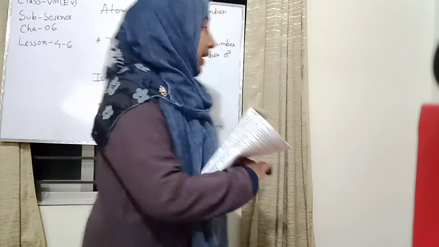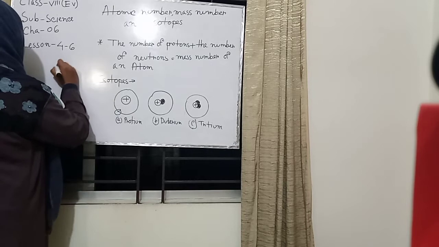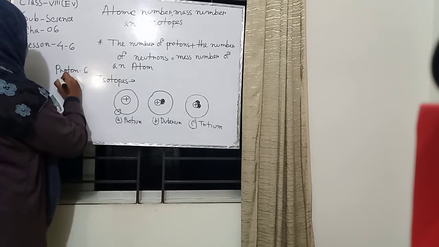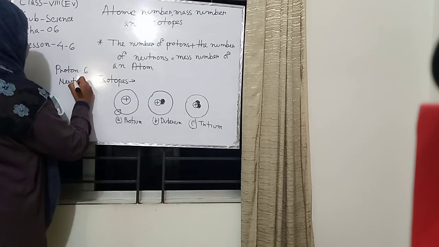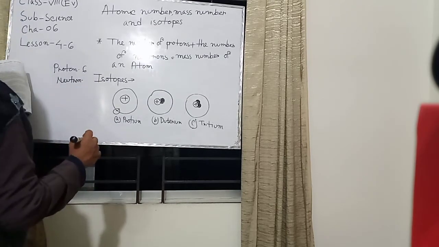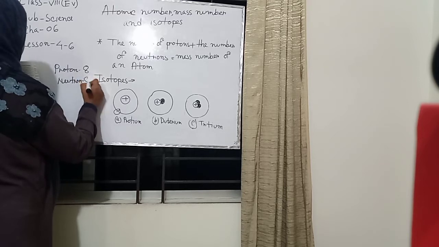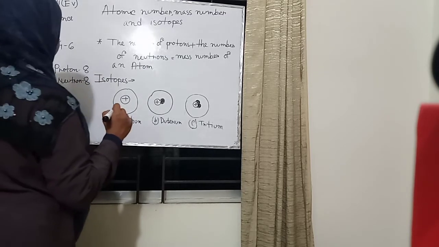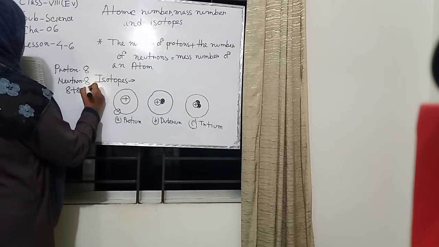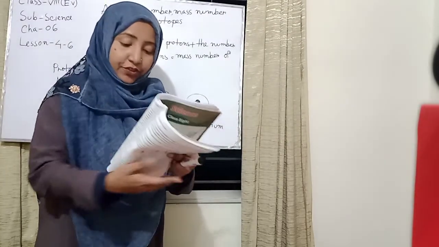Here I show the structure again. This structure has 6 protons and 6 neutrons. Again, I actually explained oxygen, not carbon. Protons are 8 and neutrons are 8, and 8 plus 8 equals 16, so the mass number of oxygen is 16.